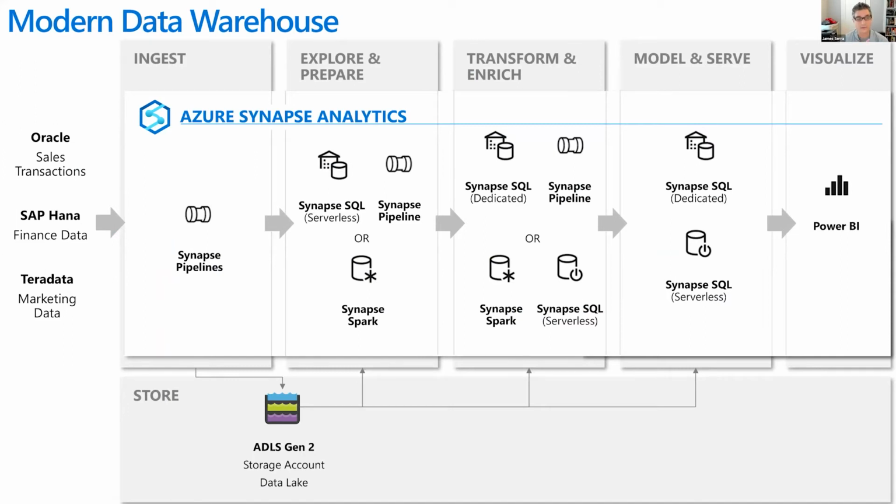So if we look at the modern data warehouse now, you'll see there's a lot of options along all these stages. And I usually break it out into the ingest, explore, the transform, the model, and then the visualize. And now we can have multiple options on there. So we can use whatever tool we're most comfortable with, or it will give us the most speed, or it will give us the best performance.